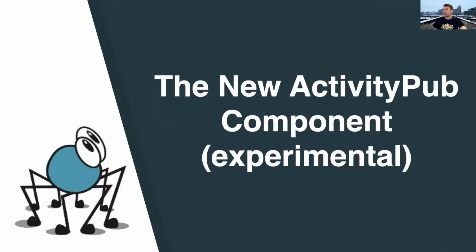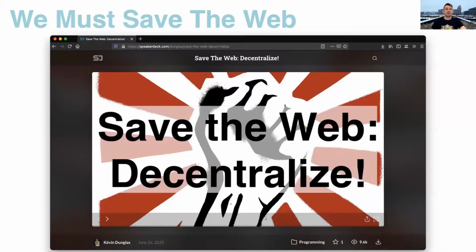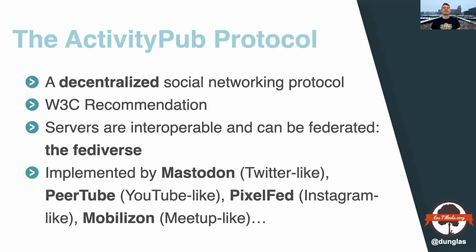We also introduced a new component in API Platform 2.6 called the ActivityPub component. So as you may know, I care about an open and decentralized web, and I have a specific talk on this topic that you can find on my website called Save the Web Decentralized, explaining why you should build decentralized web applications. But unfortunately, it's not that easy to do.